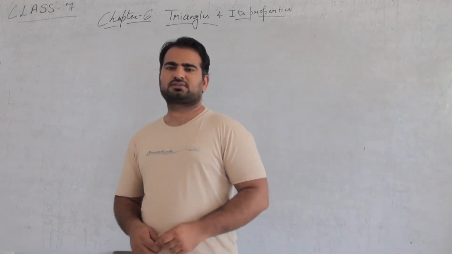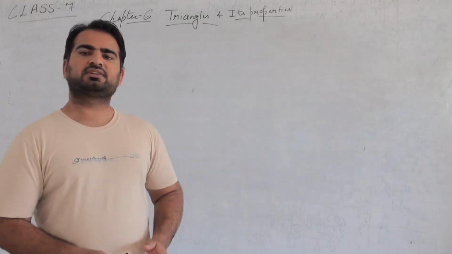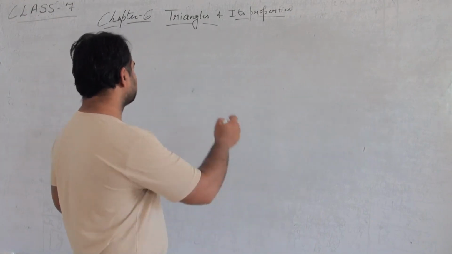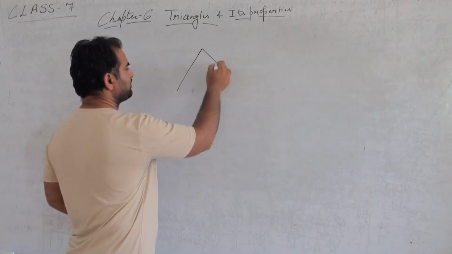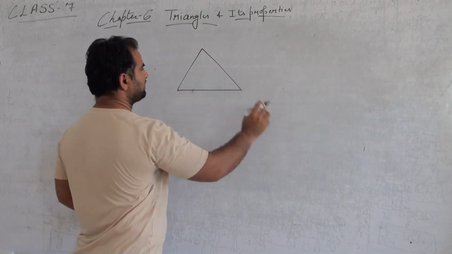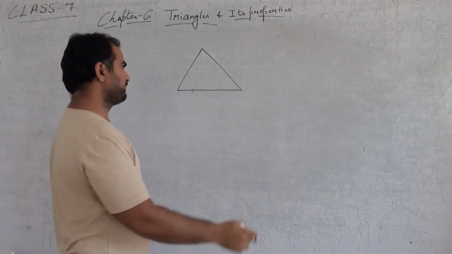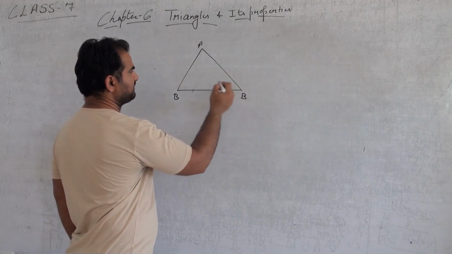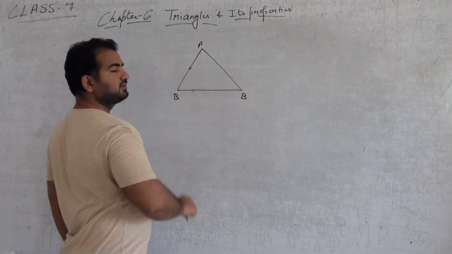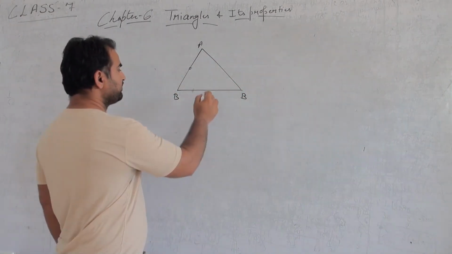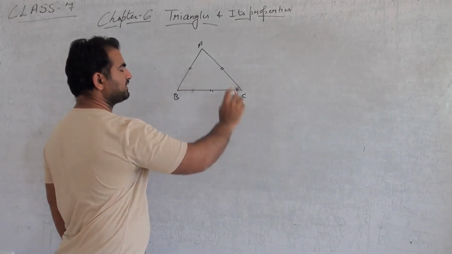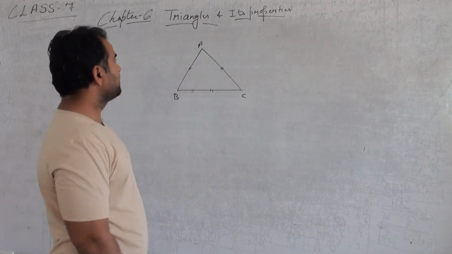So what are triangles? Triangles are just three-sided closed figures. Okay, three-sided closed figure. This is angle A, B, C. AB is a side, BC is also a side, and AC is also a side.